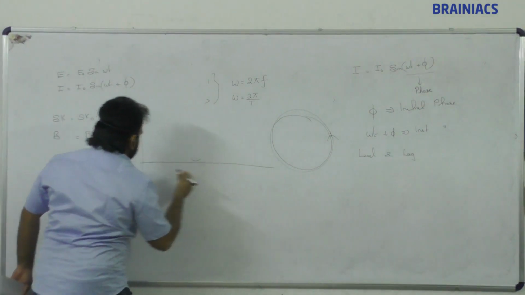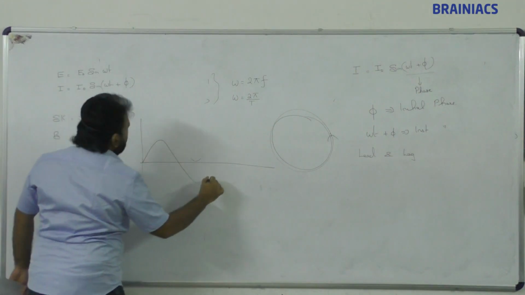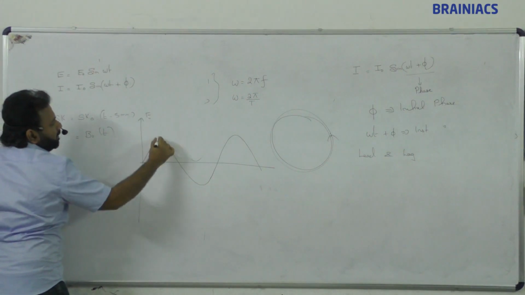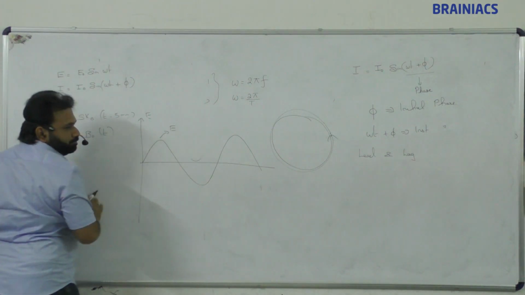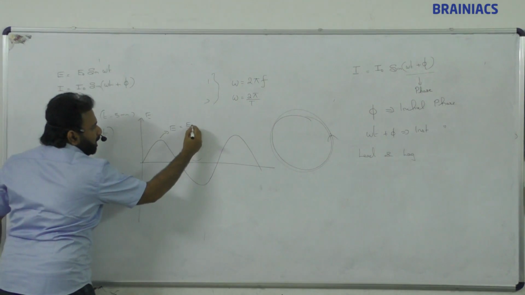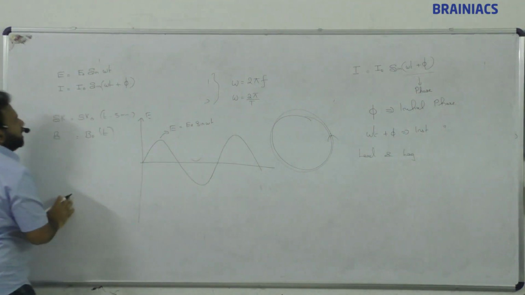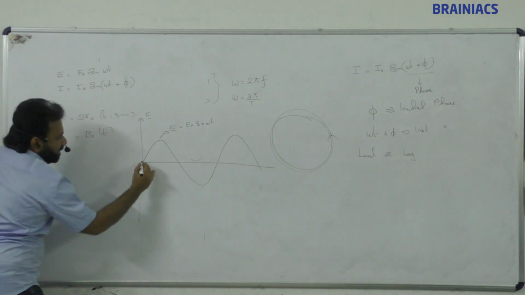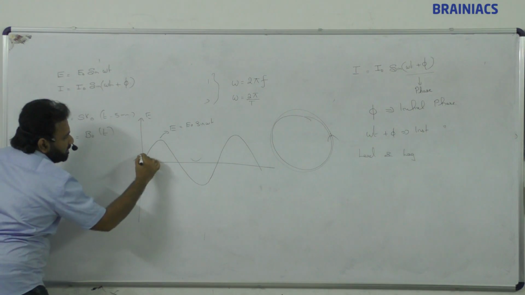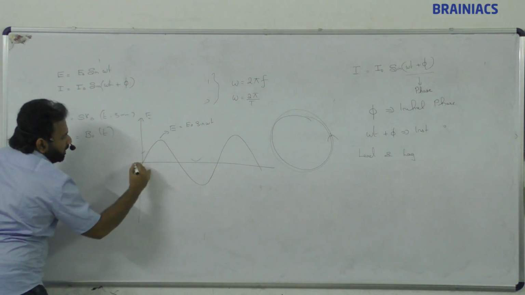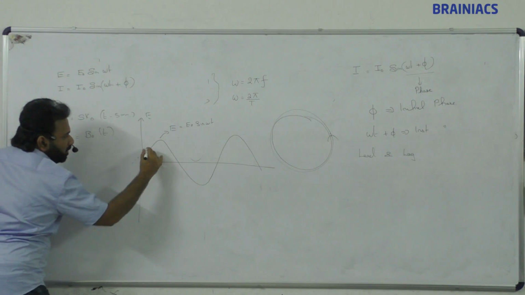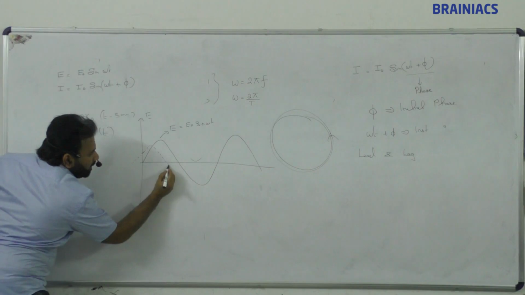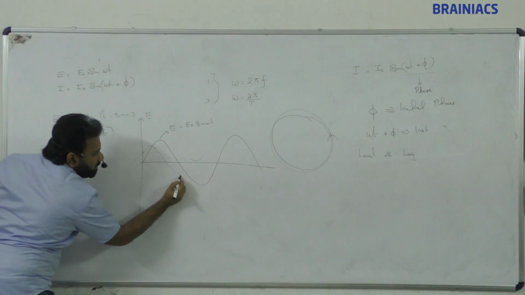This is how. Suppose E is equal to E naught sin omega t. But I is equal to I naught sin omega t means it is Z. So we can say that I will be reaching the maximum value before E. From somewhere it might have started, so here it is the maximum value. So if we draw like that, I becomes maximum before E.